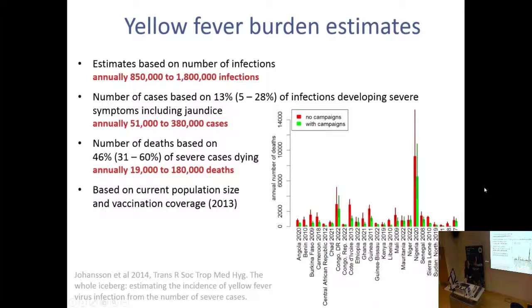So first of all, from this model, we've estimated the burden of yellow fever in Africa to be about 1 million infections each year, which will then translate into about 50 to 400,000 cases. So you see the confidence intervals are really, really wide. That reflects that the data are quite limited, and the level of underreporting is still not well understood. And we're estimating a number of deaths between 20 and 200,000 per year. So that's for the year 2013.